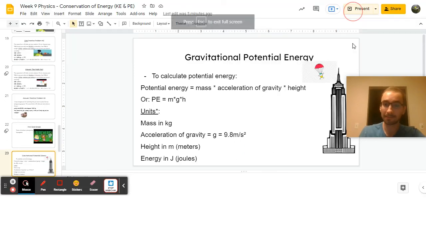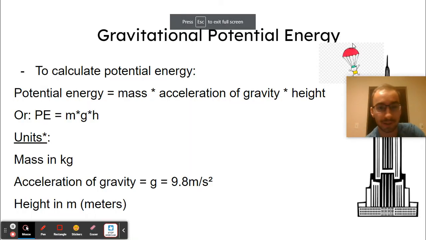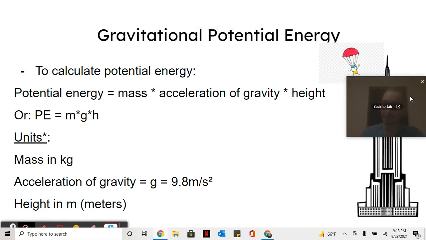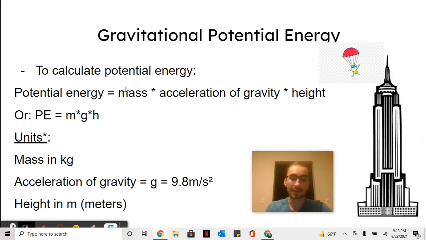Next, could you write down gravitational potential energy? So to calculate something's potential energy from gravity, you take its mass, which is how much it weighs, times the acceleration of gravity, times height. The number for acceleration of gravity on Earth is always going to be 9.8. Okay? So please write this formula and write the shorthand too. PE, potential energy, equals m, mass, times gravity times the height.